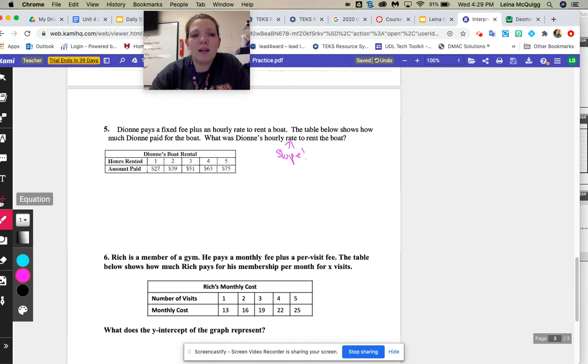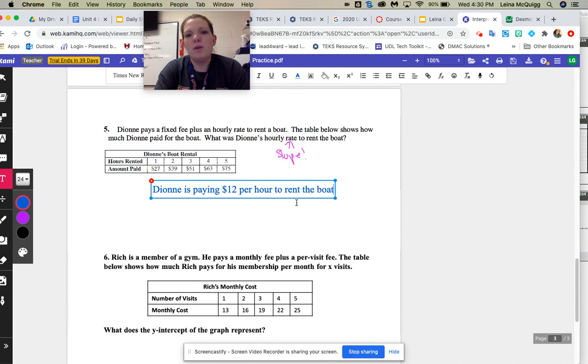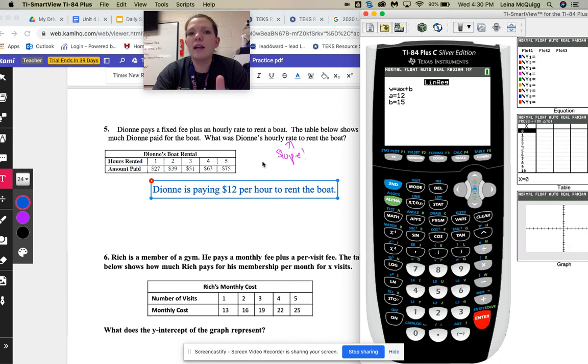Dion is paying $12 per hour to rent the boat. Anytime I see rate, I want to think slope. Stat edit in the calculator, especially if you see a table. A is your slope. He's paying $12 per hour.